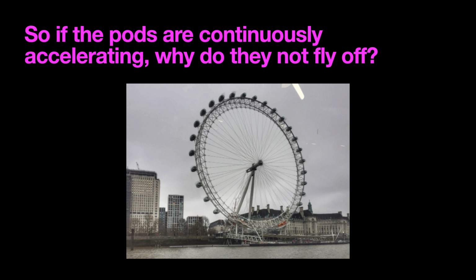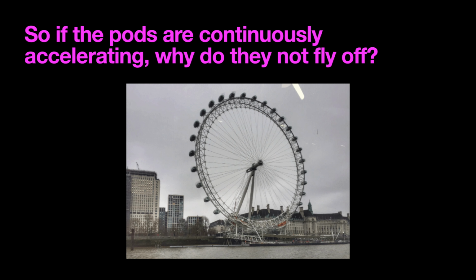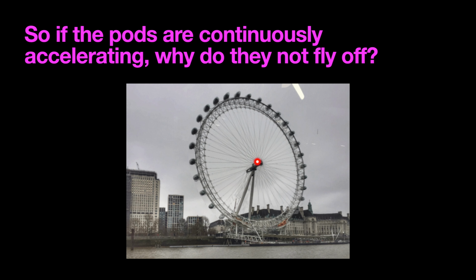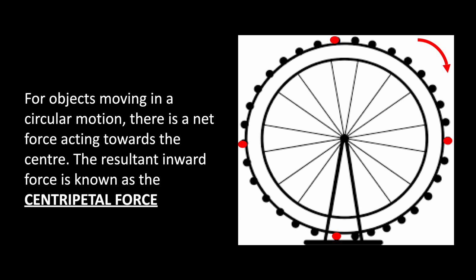If we look at this diagram, we can see that the pods are connected to the center of the London Eye through these strong steel wires. In fact, there is a force of tension holding these pods towards the center, pulling these pods towards the center. In this case, this is known as the centripetal force.